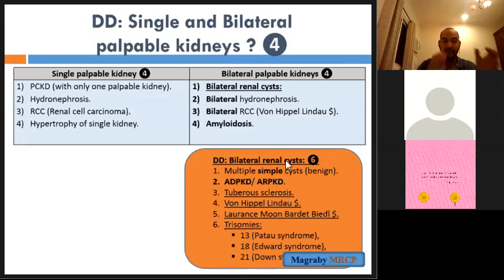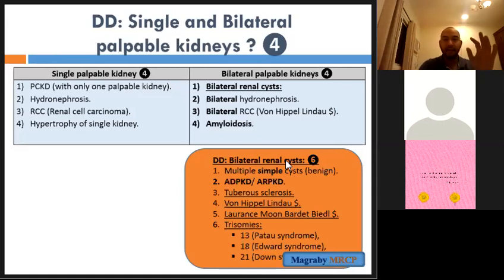Bilateral renal cyst. So if you have a patient with polycystic kidney disease, what's the differential diagnosis of polycystic kidney? It may be simple cyst, which is a benign condition. It may be autosomal dominant polycystic kidney disease, or autosomal recessive polycystic kidney disease, or other syndromes which are also characterized by having a polycystic kidney, like tuberous sclerosis, because it's carried also on the same chromosome as the polycystic kidney gene. Okay. Von Hippel-Lindau syndrome, Laurence-Moon-Biedl syndrome, trisomies 13, 18, 21.